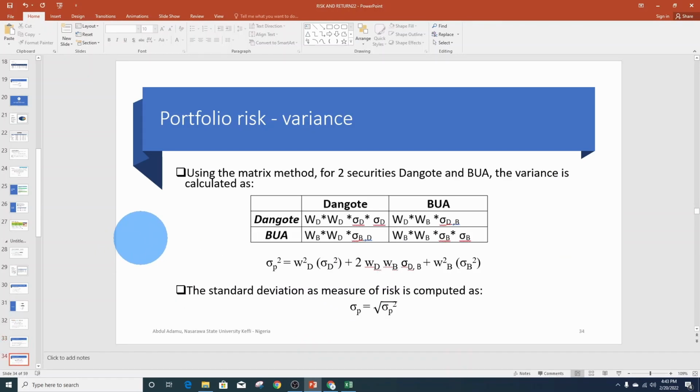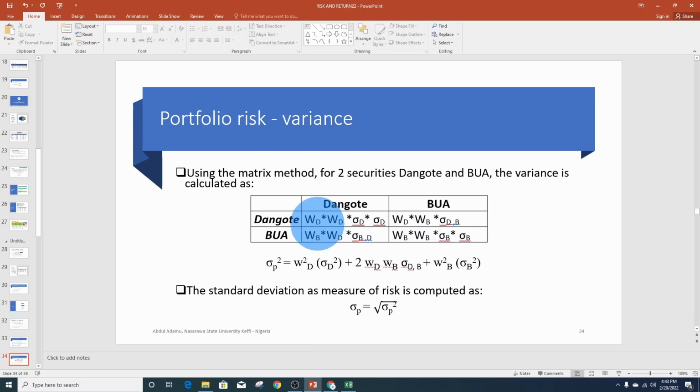Now if we use the matrix method, you can see we have 2 stocks. The 2 are here, Dangote, Bua, Dangote, Bua. Now the weight of Dangote here, that is why we have this WD. Then the standard deviation of the 2, Dangote, that is why we have these 2 standard deviations. So here the weight of Dangote, the weight of Bua. Standard deviation of Dangote, standard deviation of Bua. That gave us the covariance of the 2 of them.